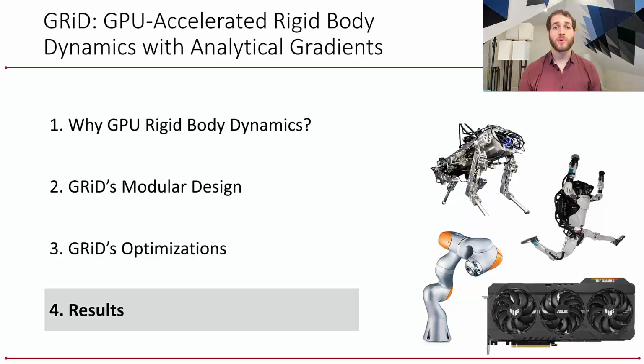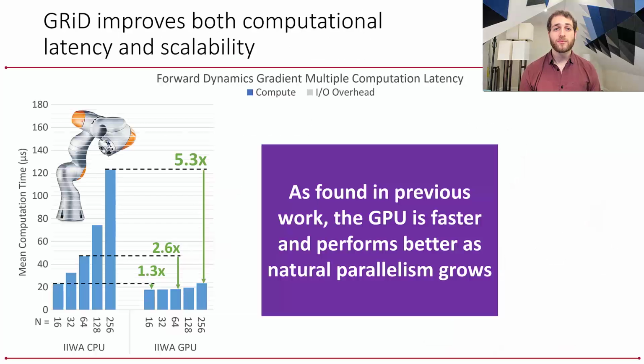So now let's look at some benchmark analysis results of GRiD as compared to a state-of-the-art CPU algorithm. Here we've plotted the mean computation time for running the gradient of forward dynamics on the CPU and the GPU for different numbers n of computations at a time. We see that GRiD scales to higher numbers of computations, leading to 1.3 to 5.3x speedups in pure computation.